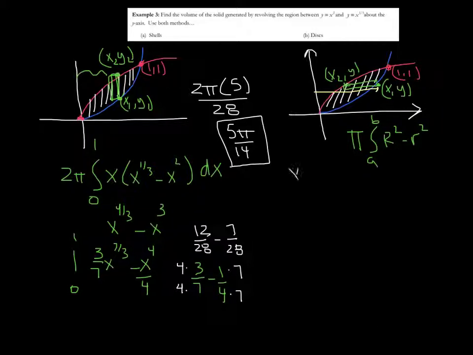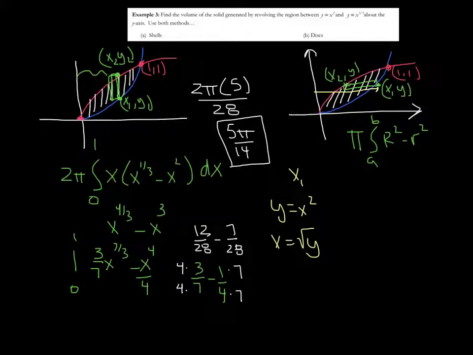Now for x1, we're going to have to solve the parabola for y, because this is a dy strip. So the parabola is y equals x squared, so x equals the square root of y. And if we square that, because we have to square capital R, that's just going to give us y.